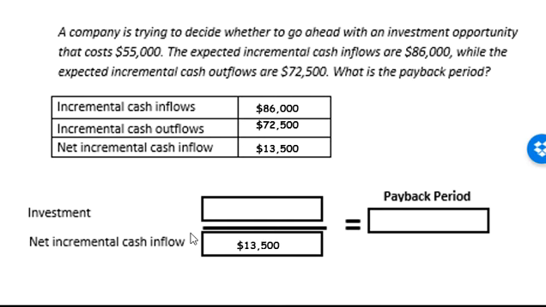$13,500. Now we take that amount, the $13,500, and we divide that into our investment of $55,000. And with that, we get a payback period. In this case, our payback period would be 4.1 years. What that means is we would receive our entire investment back in 4.1 years.